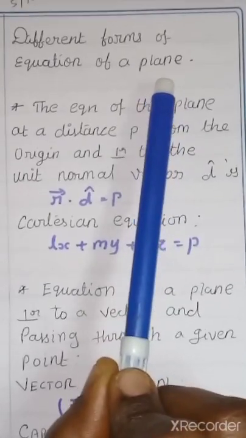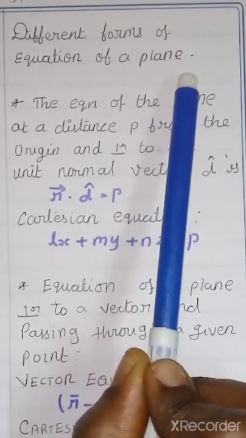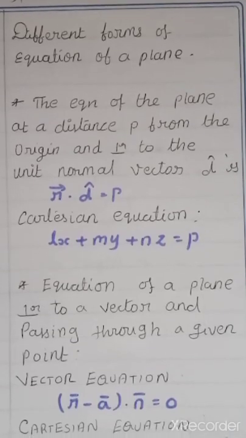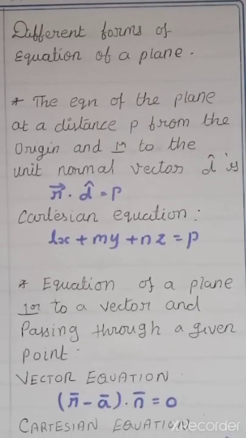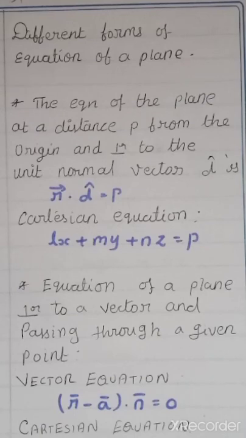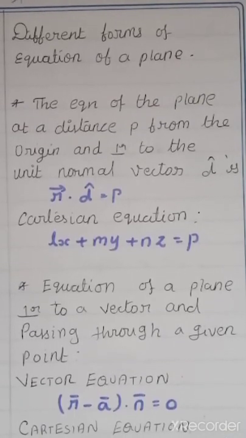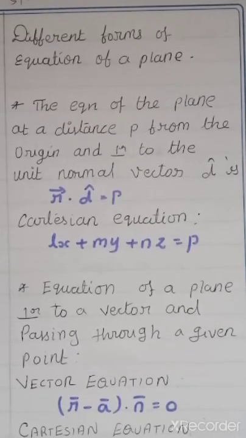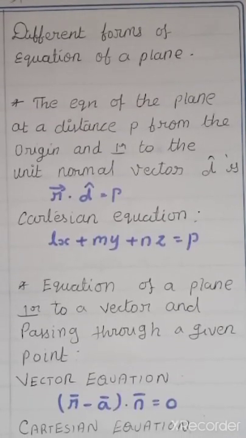Okay, so what is meant by normal? A vector which is perpendicular to a plane is called a normal to the plane. What is normal? A vector which is perpendicular to a plane. So perpendicular to a plane is normal to the plane.